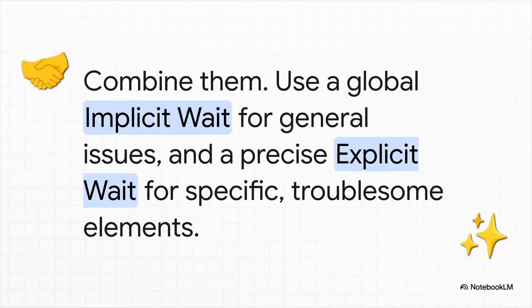So what's the ultimate secret? The real best practice? It's not about choosing one or the other. It's about combining them. You always start with that global implicit wait to catch 90% of the problems automatically. And then, for that last tricky 10%, you bring in a targeted, precise, explicit wait to handle that specific case. That combination is what gives you tests that are both fast and rock-solid stable.